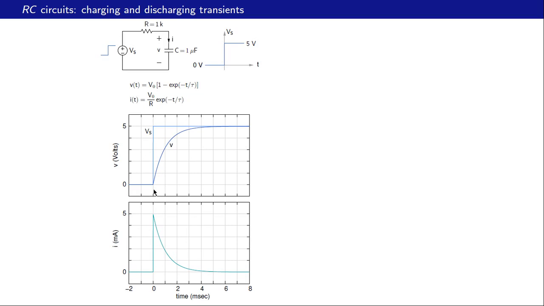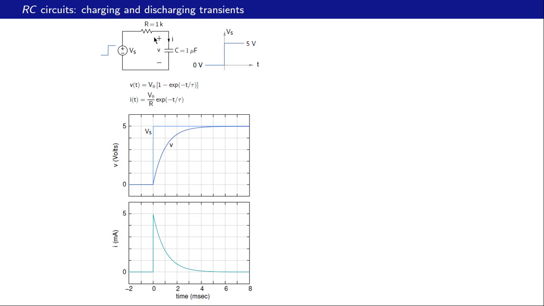What about t equal to infinity? At t equal to infinity, this term is 0, and therefore we get V equal to V0, and that is what we see over here. And how long does the transient take? As we have seen earlier, the transient takes 5 time constants. Let us check whether that is happening.